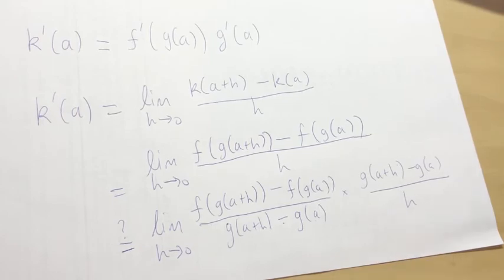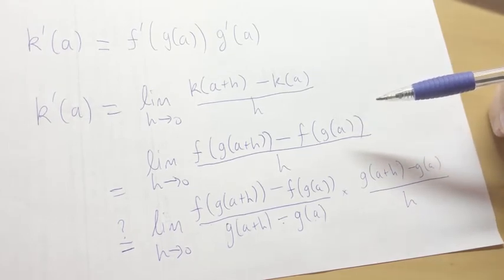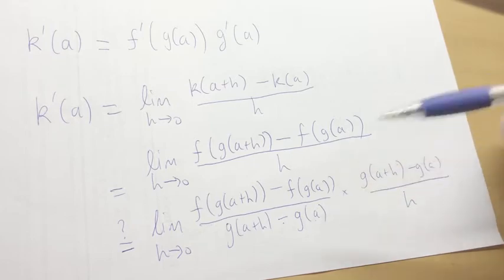For example, h could be the sequence of reciprocals. So it could be 1 over 1, 1 over 2, 1 over 3, 1 over 4, and so on. You eventually get to 1 over a million, 1 over a million and 1. Those can represent h going to 0 in a particular way. And if this limit exists, then it should be equal to the limit along any sequence.